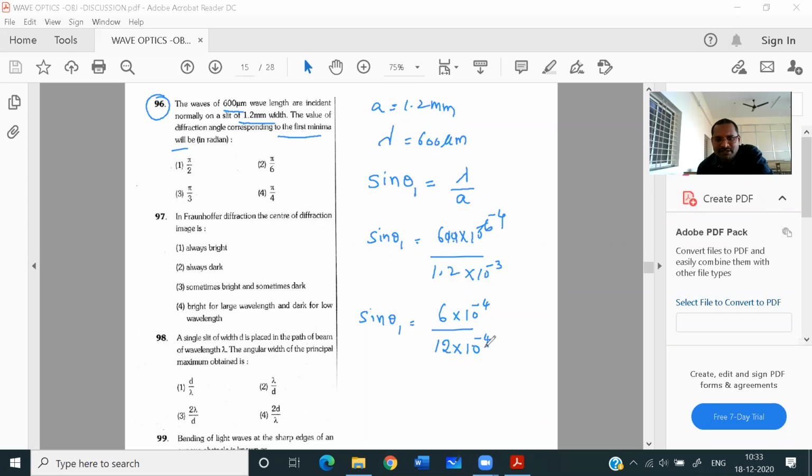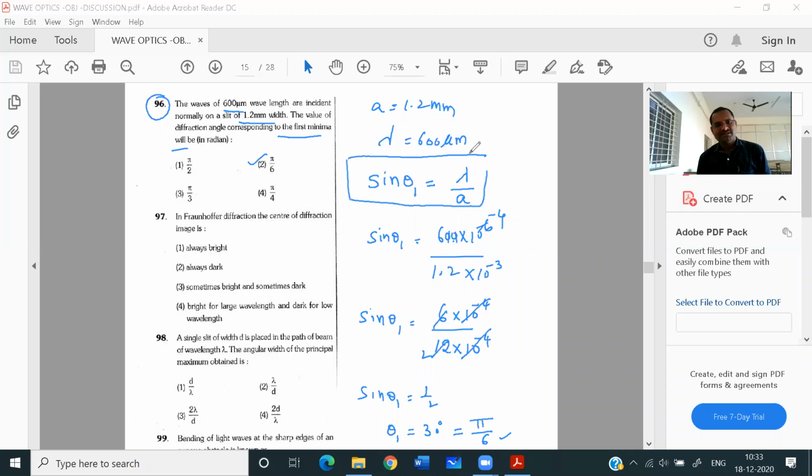I am removing the point there. 10 to the power of minus 4 cancels. 6 by 12, so sin theta 1 you are getting 1 by 2. Sin theta is 1 by 2 for an angle of 30 degrees. 30 degrees in radians can be represented by pi by 6. Yes, option 2 is there. Pi by 6. Got it, students? Remember this, JEE students, and NEET students also, however mainly JEE students remember.